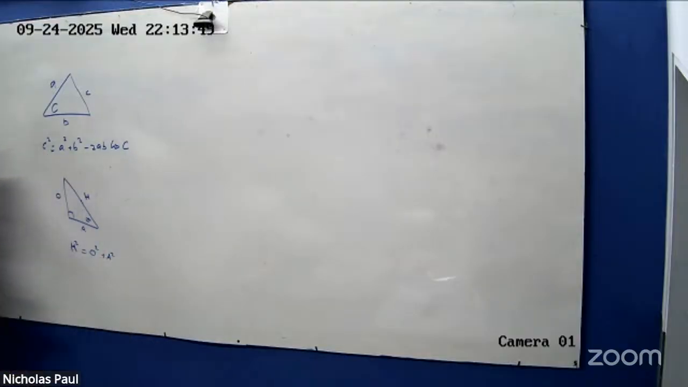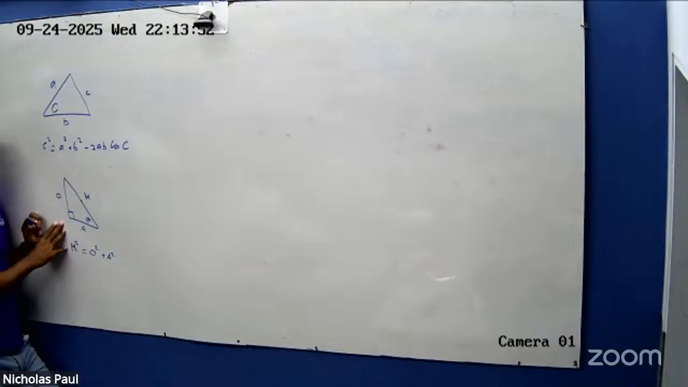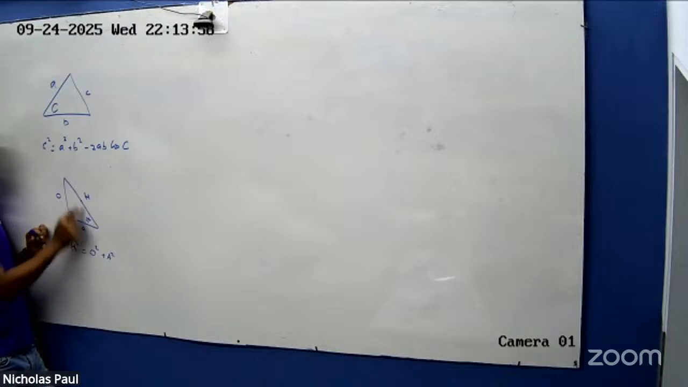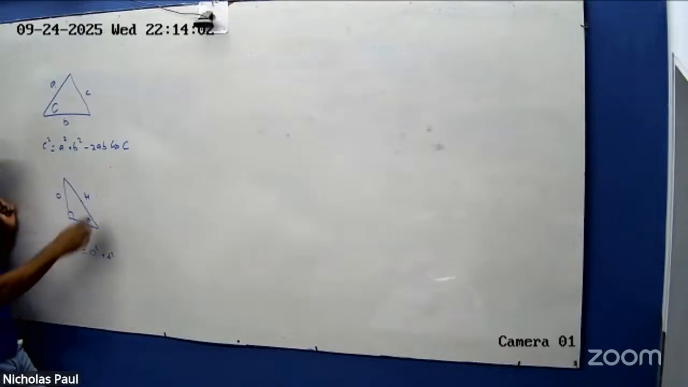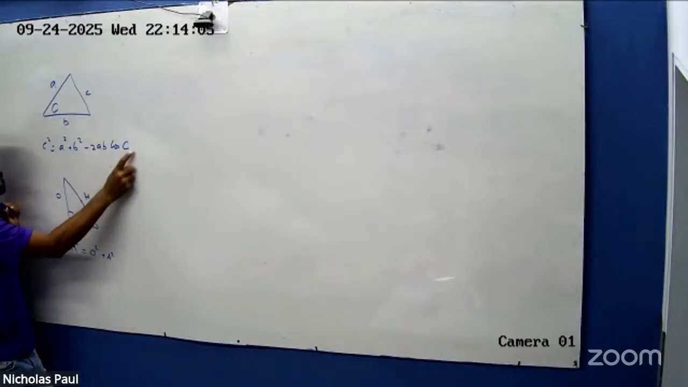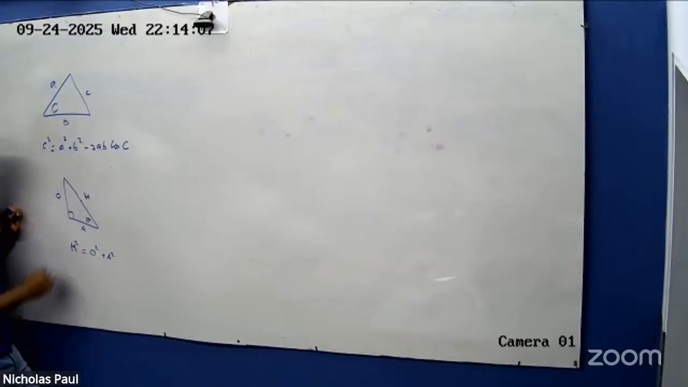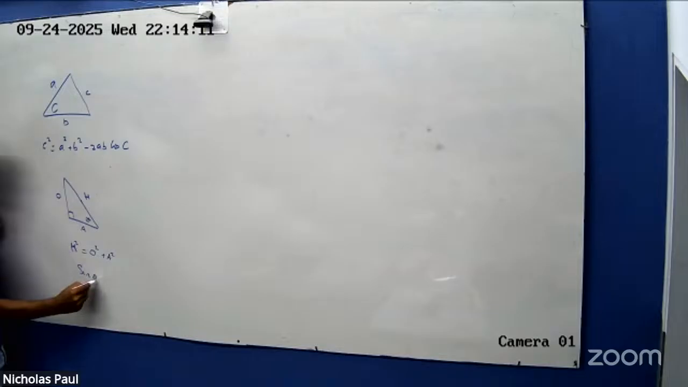Right? What I was trying to say is that if you were to plug in, let's say C is 90, and you plug in O and A as these two, you'll get back this rule, right? Because cosine 90 is 0, and this will disappear. Okay? So I'm just trying to show you that these two lengths. And also, you have your sine, cos, tan.